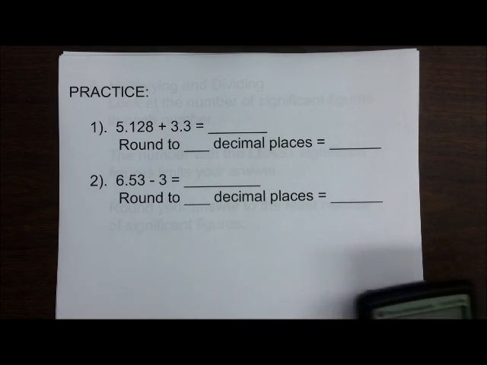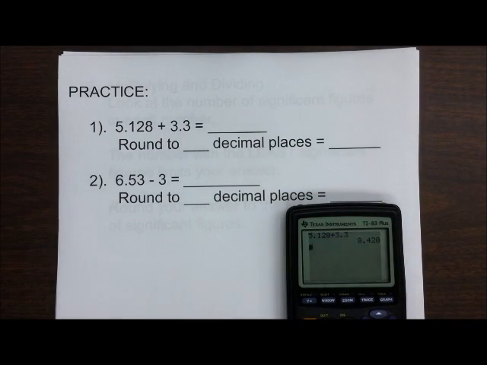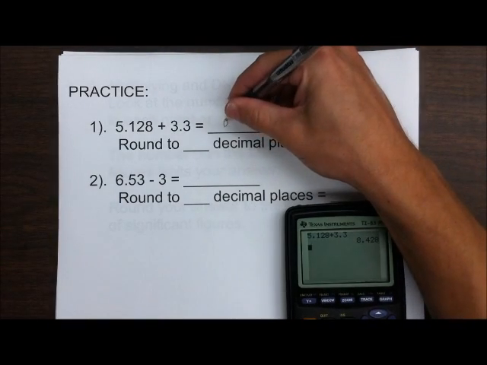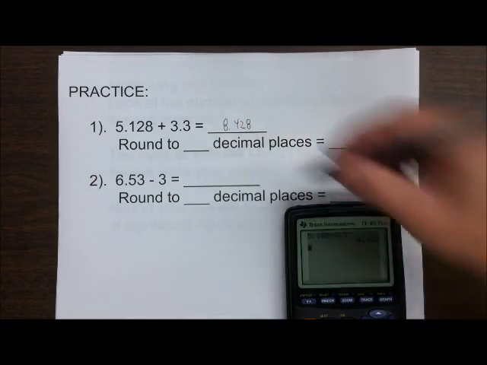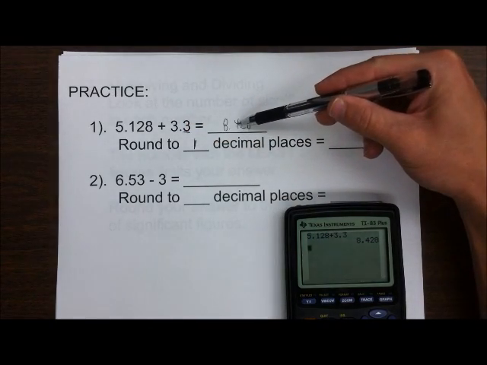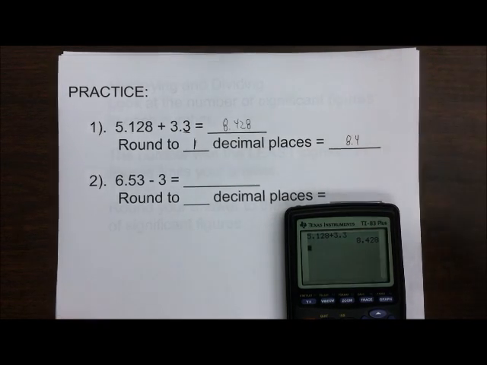So let's try these on your own. Here we have 5.128 plus 3.3. That's going to give us 8.428. However, we only have 1 decimal place in this number. So if we round to 1 decimal, look at the 1, this will be 8.4.